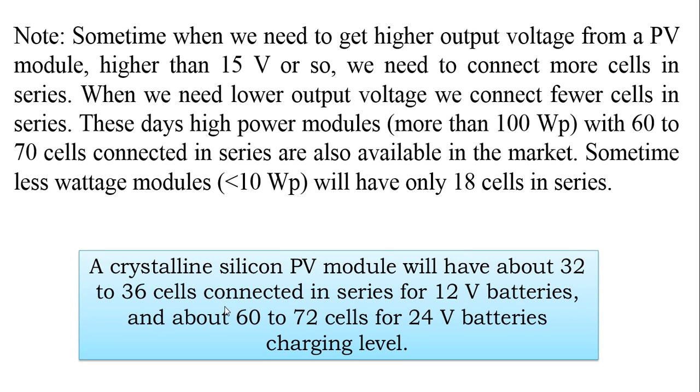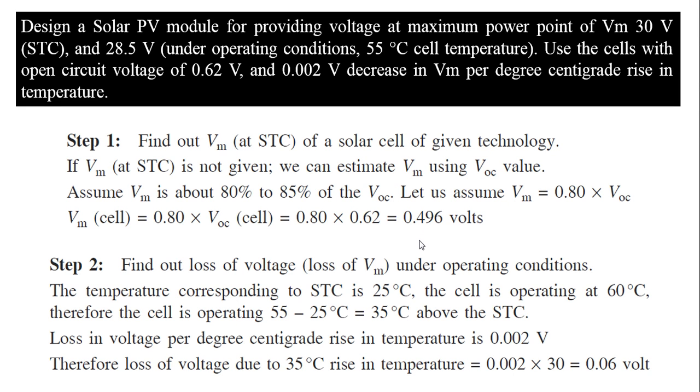For example, a crystalline silicon PV module will have about 30 to 36 cells connected in series for a 12 volt battery and about 60 to 72 cells for a 24 volt battery. As I mentioned earlier, it also depends upon the battery voltages. In the next segment we will go with the design of the PV module for providing the voltage at maximum power point of Vm, that is 30 volt and 28.5 volt under operating condition, with a given 55 degree centigrade cell temperature.